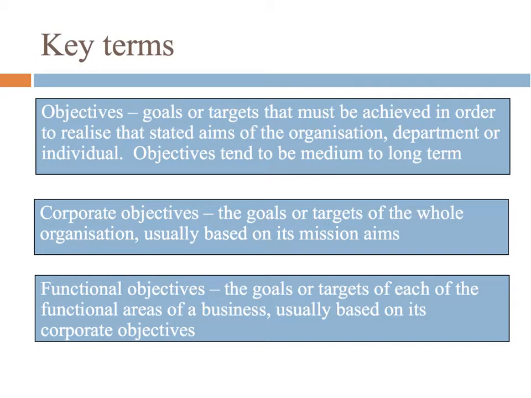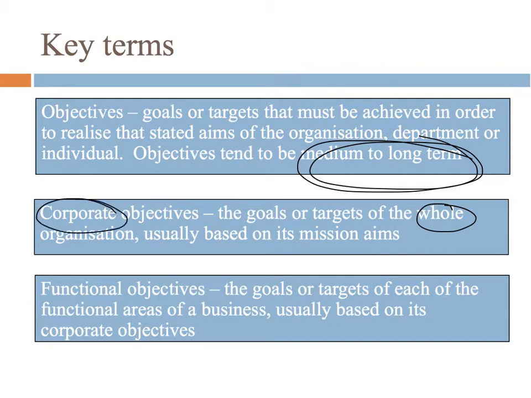What are objectives? Well, these are goals or targets that must be achieved in order to realise the stated aims of the organisation, the department or the individual. The important bit here is objectives tend to be medium to long term. Corporate objectives are the goals or targets of the whole organisation, usually based on its mission aims. So the whole organisation. Corporate is another way of saying the whole organisation. And functional objectives are the goals or targets of each of the functional areas, usually based on its corporate objectives.